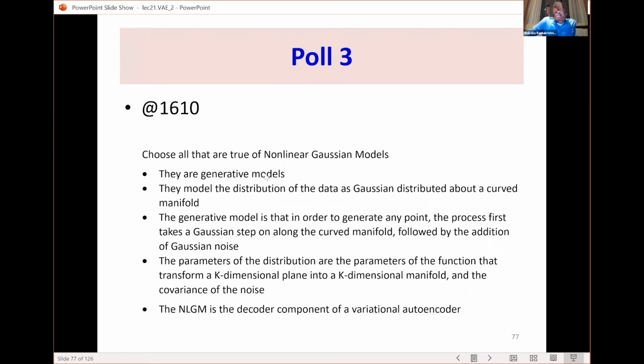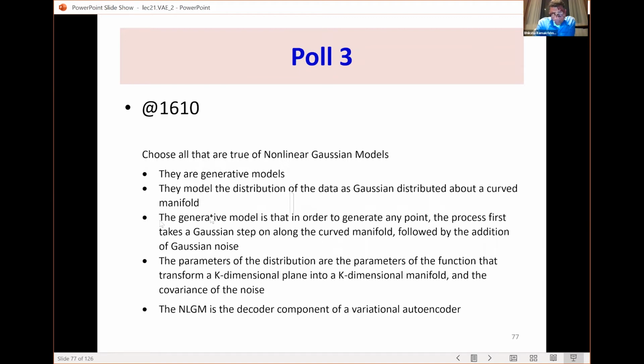Is this first statement true? NLGMs are generative models. Is the second one true? Yep. They model the distribution of the data as Gaussian distributed about a curved manifold, right? Well, the second one is not exactly true. On the curved manifold itself, the data may not be Gaussian. They start off as Gaussian, but then the surface gets warped. So the second one is actually not true.